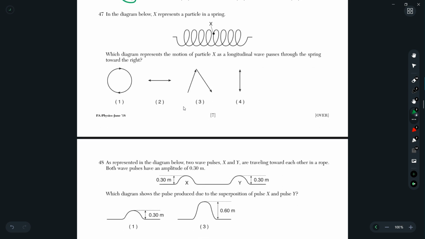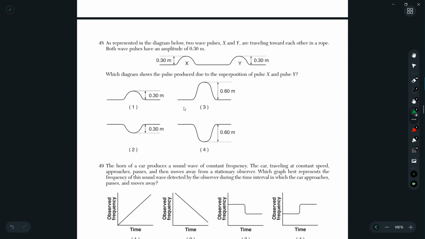Alright, particles in a spring. Longitudinal wave. That's the one that goes along the spring, which means it's going to be choice 2. This was a little pulse that I made while we stretched out the spring. What do you get when x and y overlap? If it's 0.3 and 0.3, then they'll add up to 0.6.